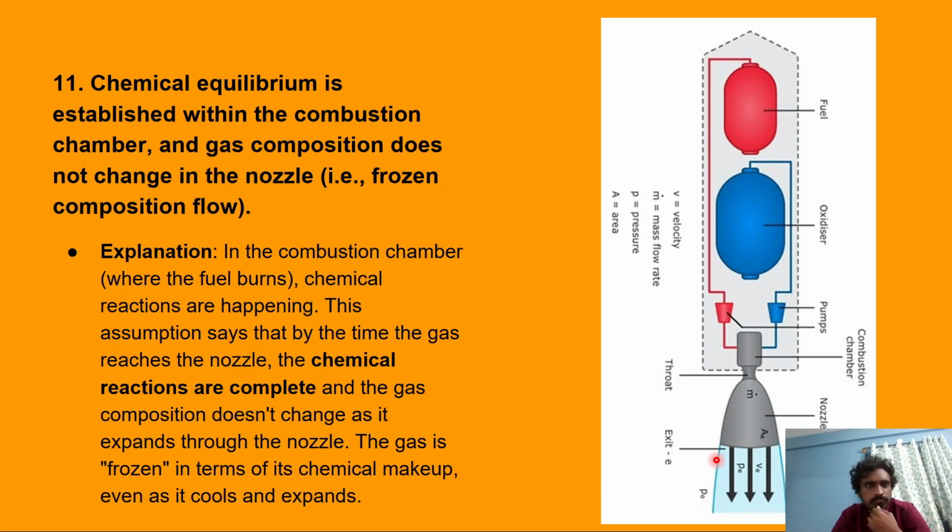Chemical equilibrium. Another thing is that once the gases are mixed, they should be in chemical equilibrium here. I mean, there should be no chemical reaction taking place after the mixture of fuel and oxidizer. Why would there be? Chemical reactions are complete. The composition of gases does not change throughout. It only expands. From the first point only, the gases are homogeneous throughout.